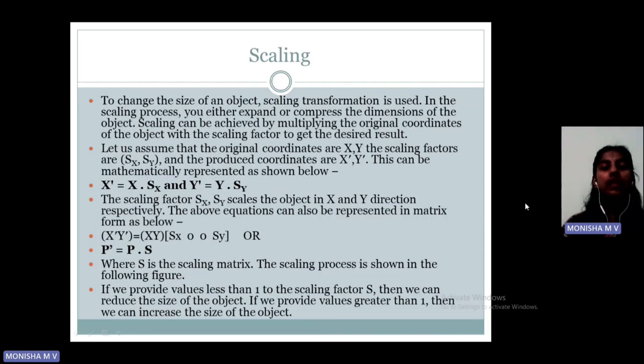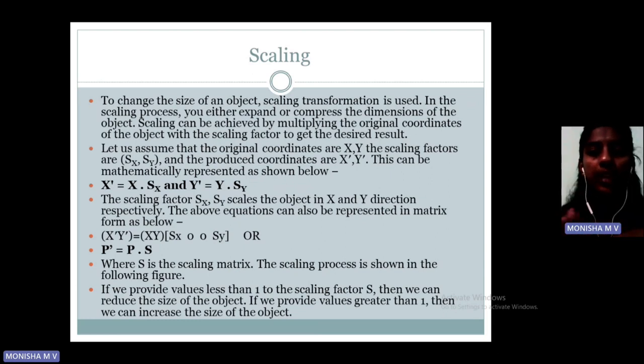Now let's see scaling. How can scaling be done in 2D transformations? First of all, what is scaling? To change the size of an object, scaling transformation is used. Scaling is nothing but the change in the size of an object, either increasing or decreasing. This can all be done by scaling. In the scaling process, you either expand or compress the dimensions of an object. Expand means increasing the size and compress means decreasing the size and dimensions of an object.